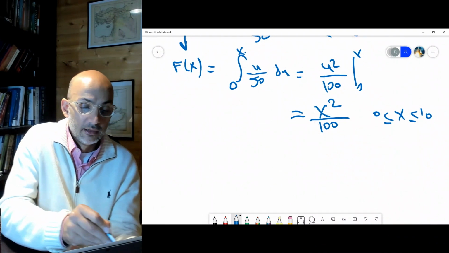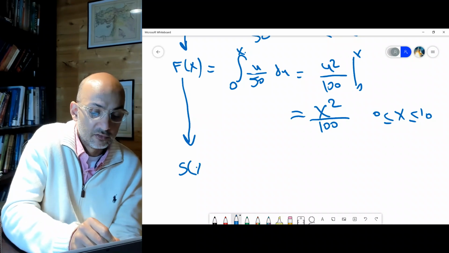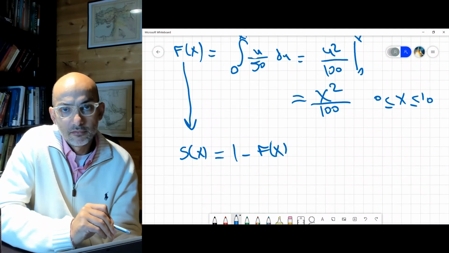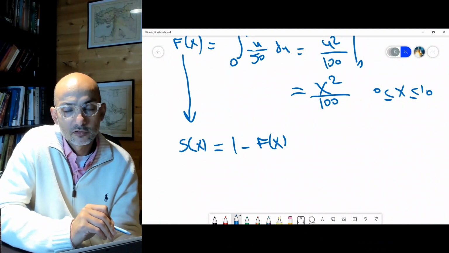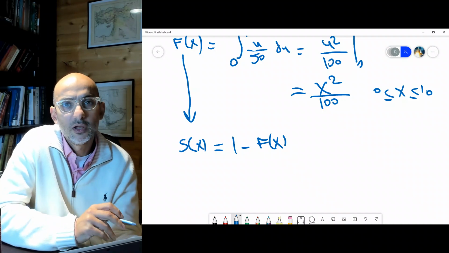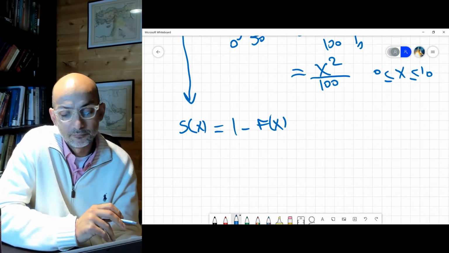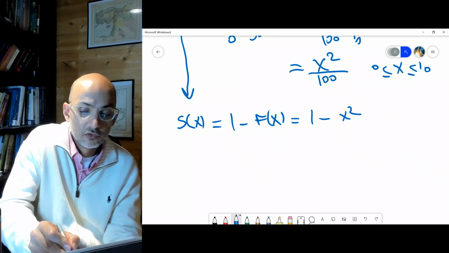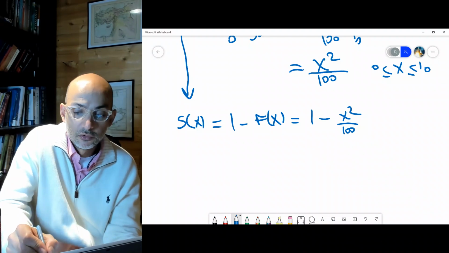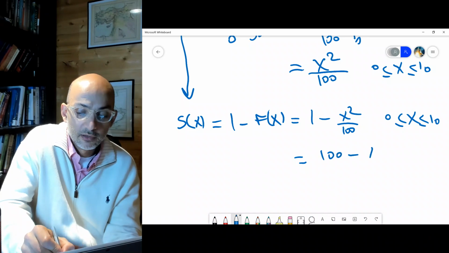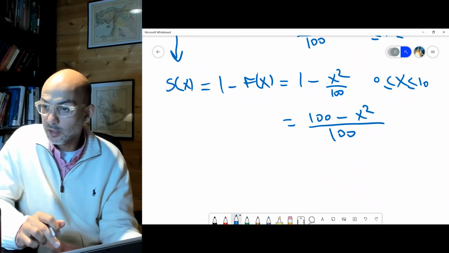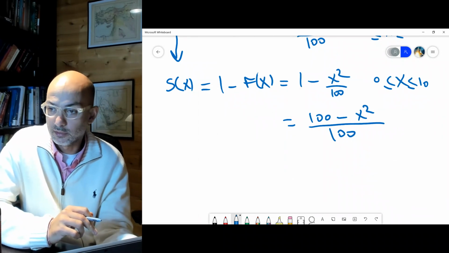Simple. Now from capital F of x, what we can get is s of x, which is 1 minus F of x. The survival function is the complement, is 1 minus the cumulative function. So this one becomes 1 minus x squared divided by 100 for x between 0 and 10. I mean, you can think of it as 100 minus x squared divided by 100. The same thing, right? This is the very same. We didn't do anything different here.